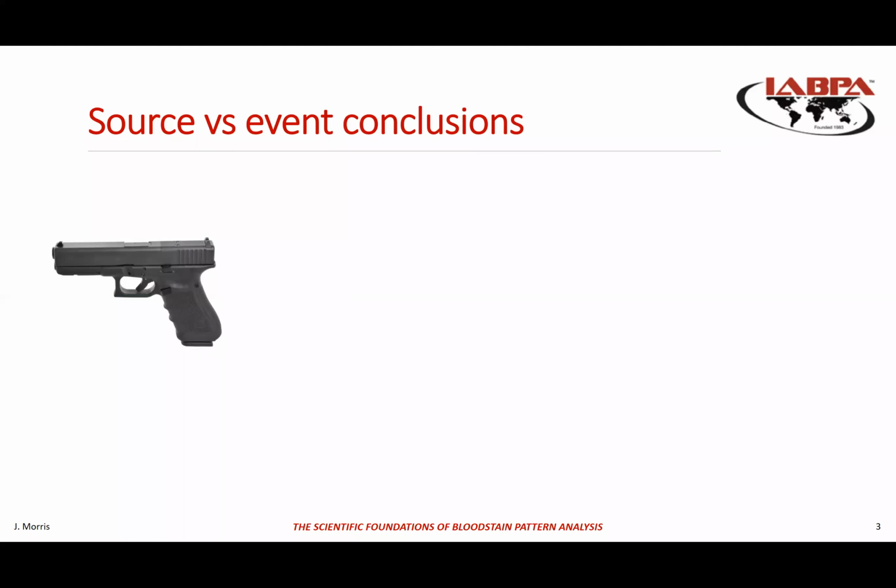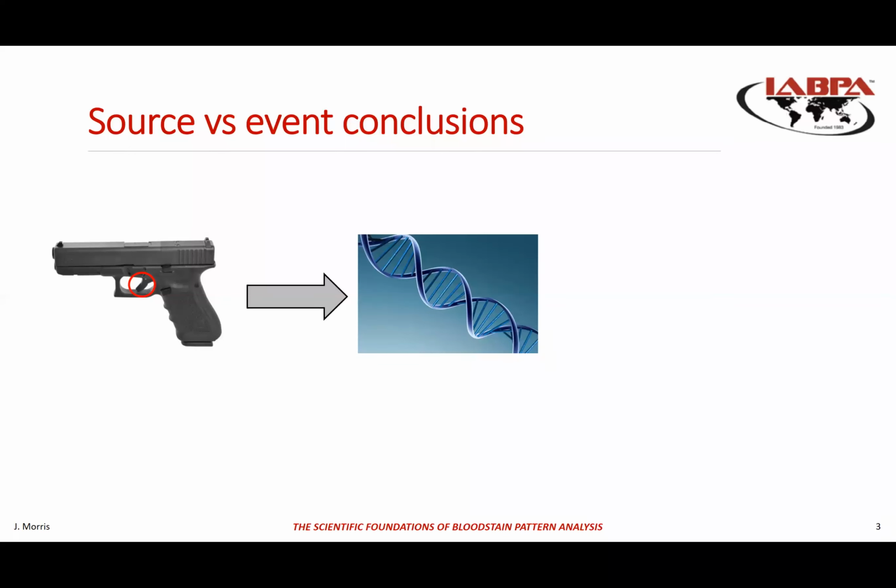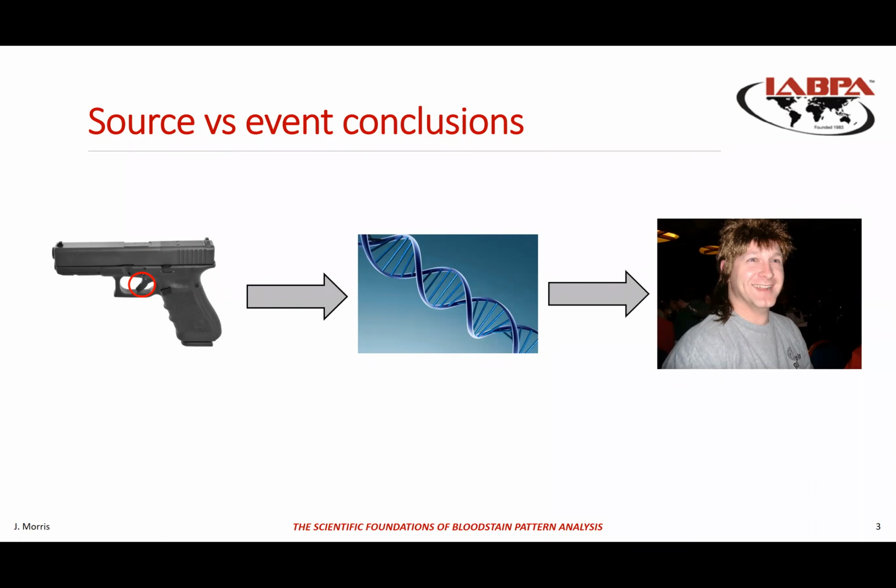So let's consider this scenario where we have a homicide and a gun was used in the homicide. We collect that gun, and from the gun, we swab the front face of the trigger in the hopes that we might get a DNA profile. We take that swab, do some examinations and develop a genetic profile. That profile is then compared to persons of interest, and we make an association of that swab to a specific person. Here, this would be the accused or the suspect. So here we've made a source conclusion.